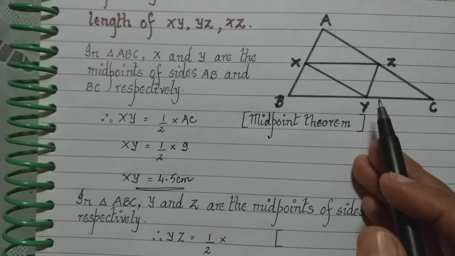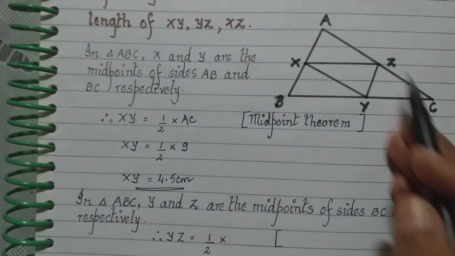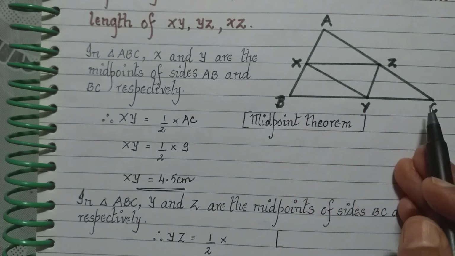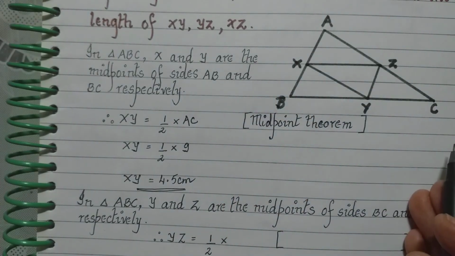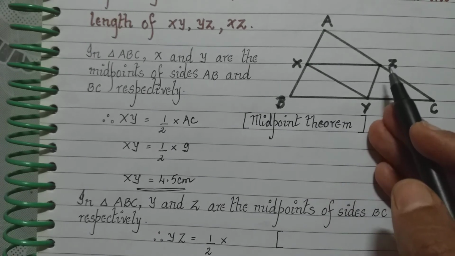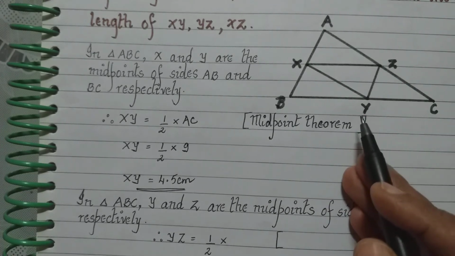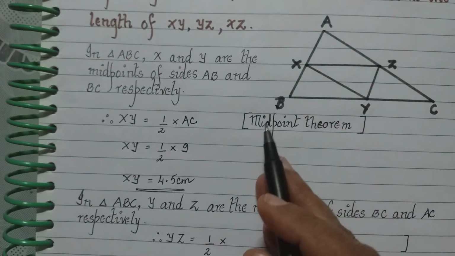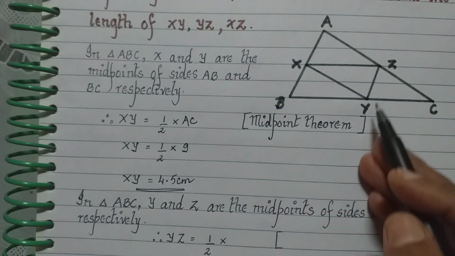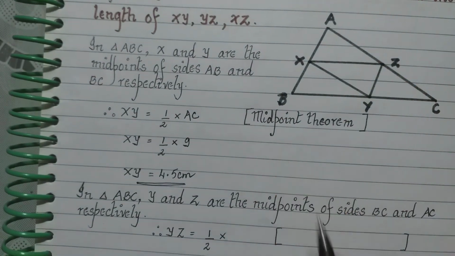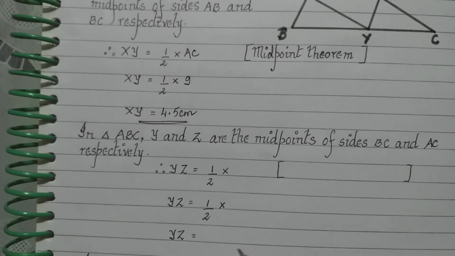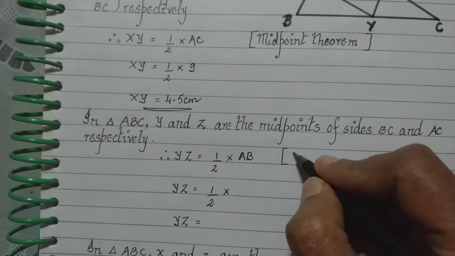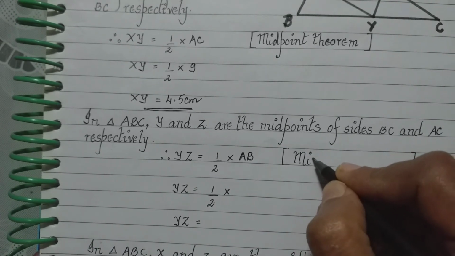Now coming to the next one. In triangle ABC, Y and Z are the midpoints of side BC and side AC respectively. Therefore, YZ will be equal to half of the third side, and the third side now is AB. Therefore, YZ is equal to half into AB, and that is by the midpoint theorem.